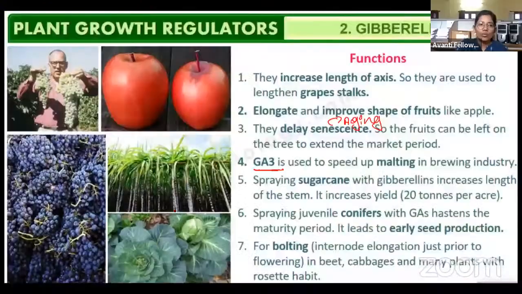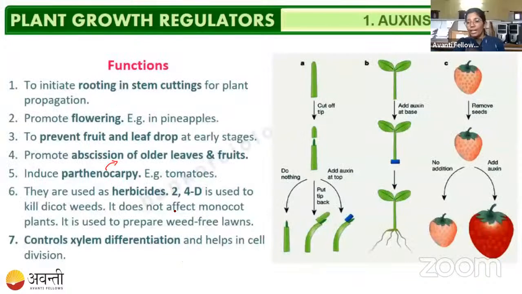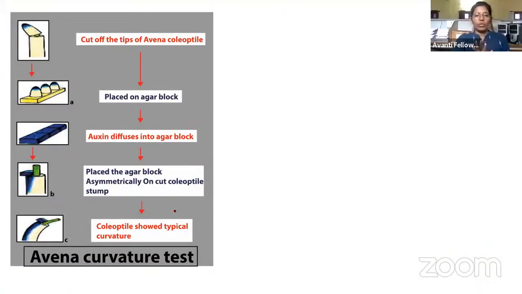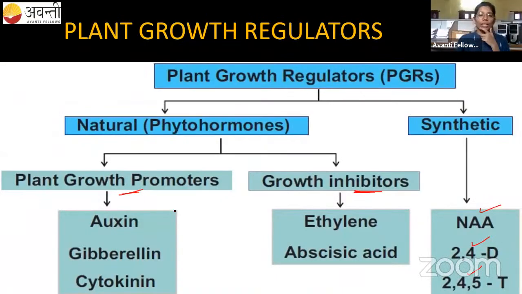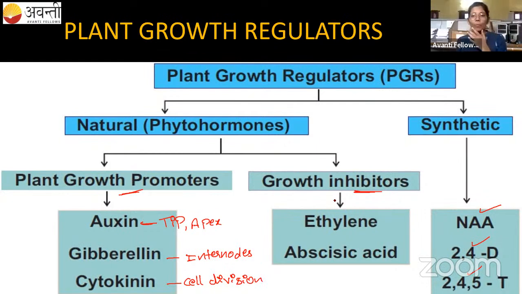So in today's class, in total we have studied 5 plant growth regulators. Out of that, auxin, which is present at the tip or the apex. Gibberellin, especially to grow the internodes, and cytokinin for cell division. So these 3 are the plant growth promoters.